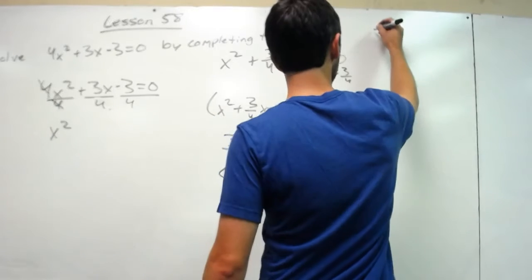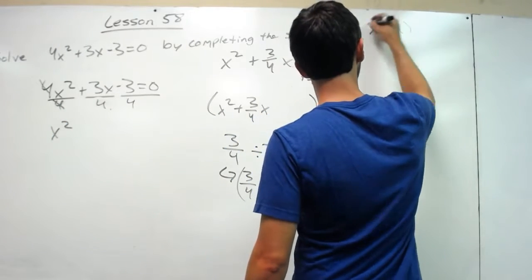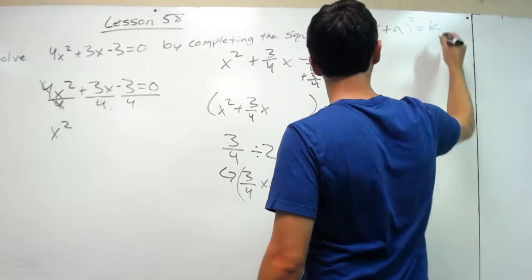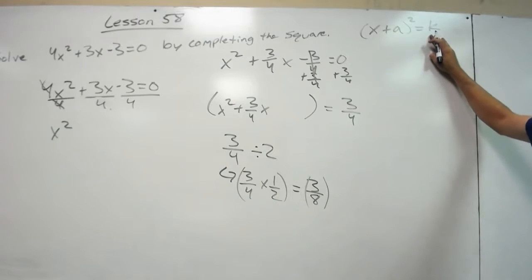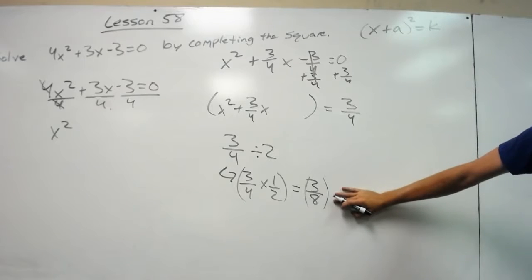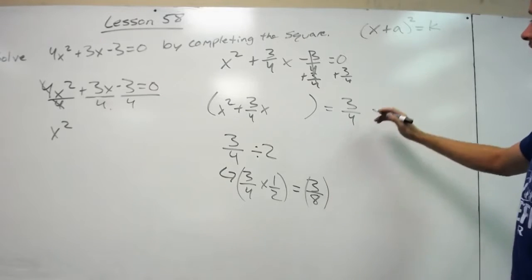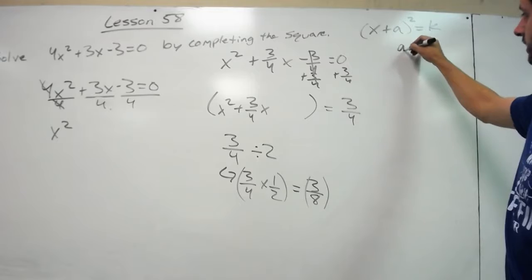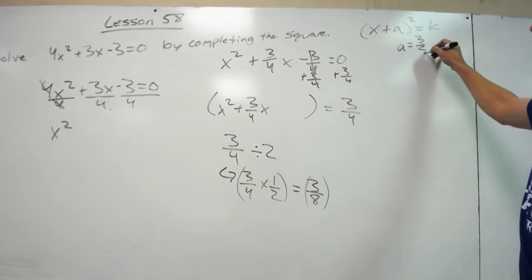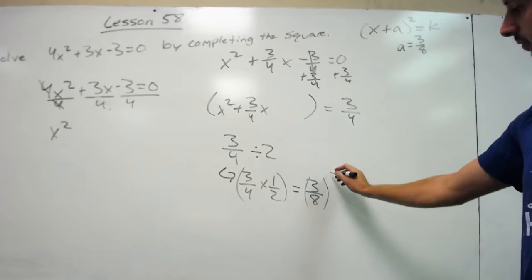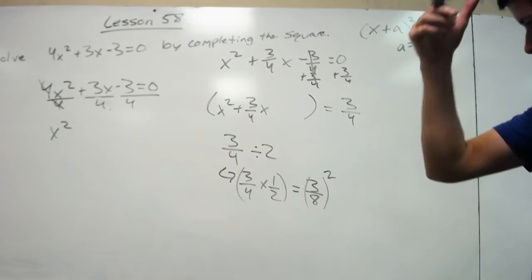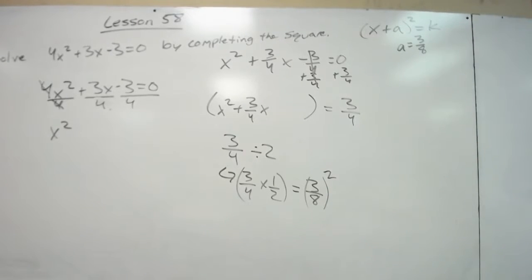And I did forget to say this. Remember, we're trying to get to x plus a squared equals k. That's the equation we're trying to get to. Now, what we just did when we multiplied by 1/2 is we found a. So we already know a equals 3/8. But then we do our next step. We square our coefficient of x divided by 2.